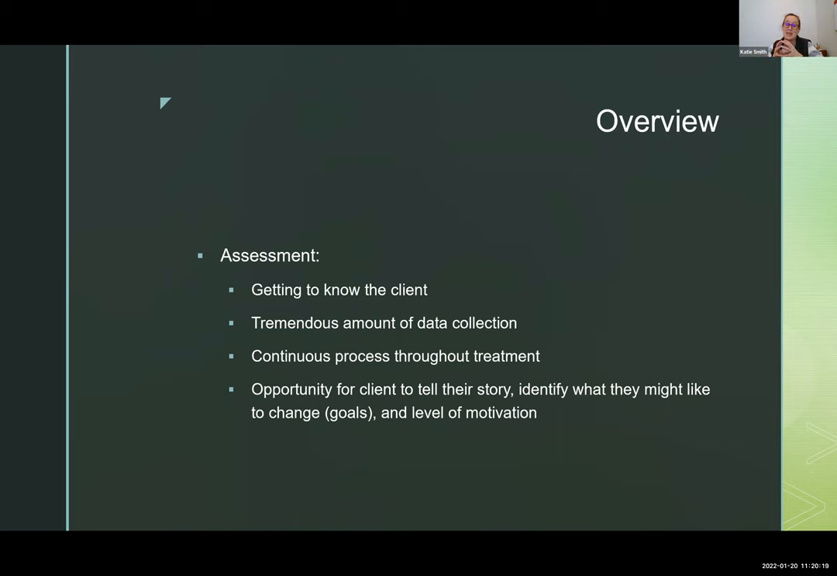And we're always reassessing to see if they're benefiting, what we need to change. Are they in the right place? Are they still eligible for this level of care? Is it still appropriate? Do they need more? Do they need less? What's being helpful? What should we add? Is there something that we've resolved? So we're always assessing, and it's an opportunity for the client to tell their story, identify what they might like to change, their goals, and to really assess for level of motivation, because we're going to tie our interventions to level of motivation.